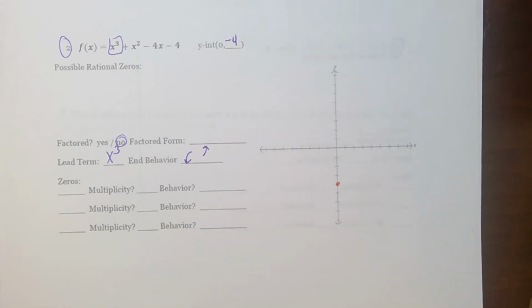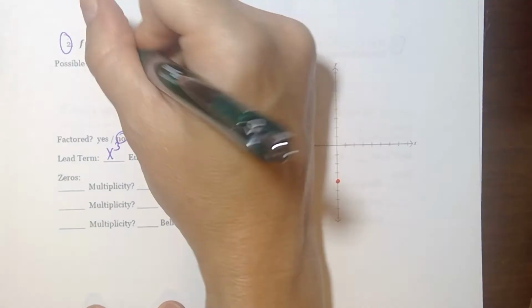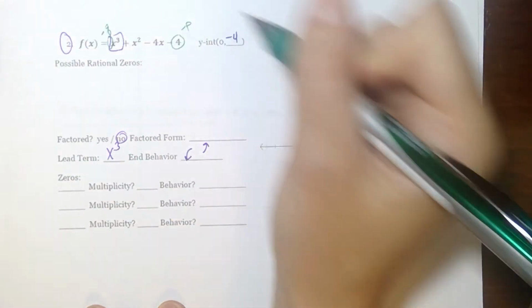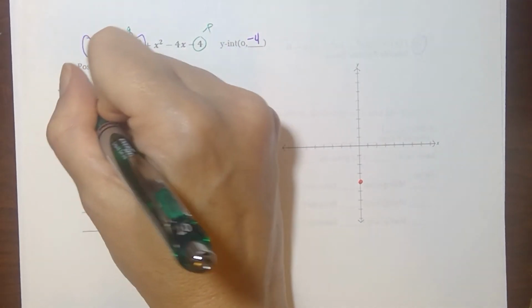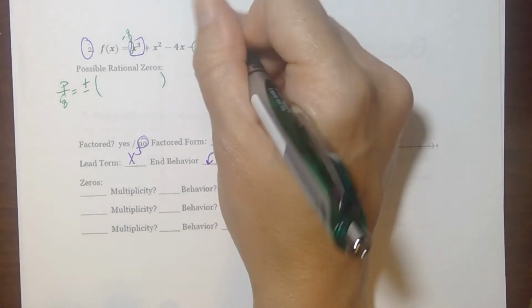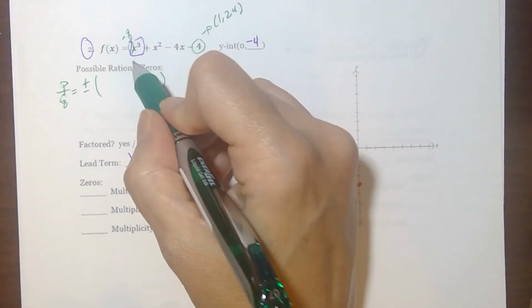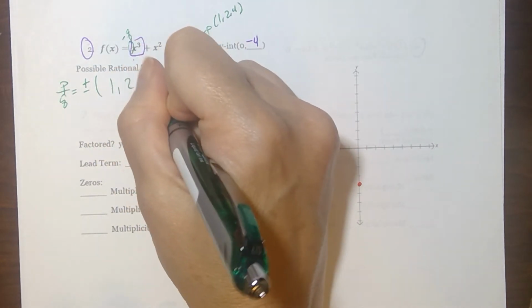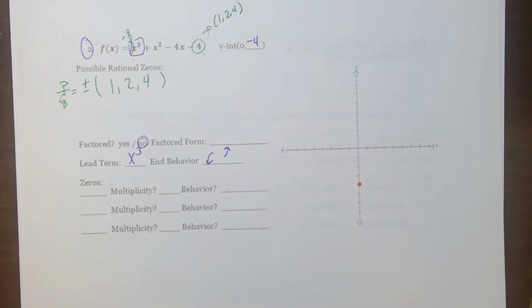I do need to factor it, and since I don't have a starting place, I'm going to use my rational zero theorem to come up with possible rational zeros based on the constant and the leading coefficient. So my possible rational zeros, p over q, are going to be the positive and negative values. Well, my factors of 4 are 1, 2, and 4, and then my coefficient is just 1. So I only have 3 positive zeros and 3 negative zeros to try. Let's pick one to try. It's possible that more than one will work. We just won't know till we try.